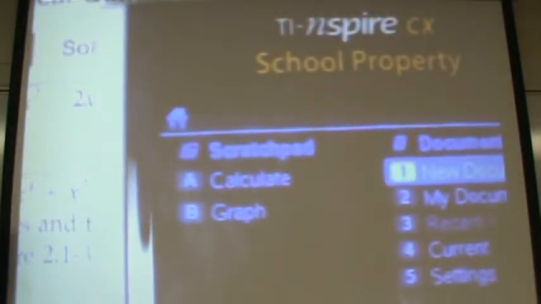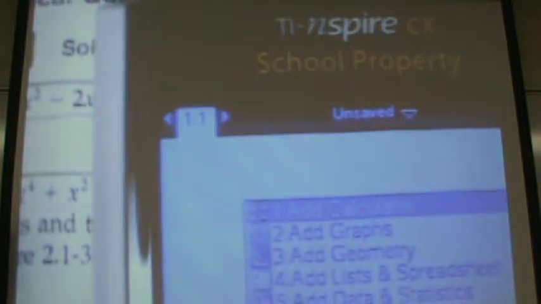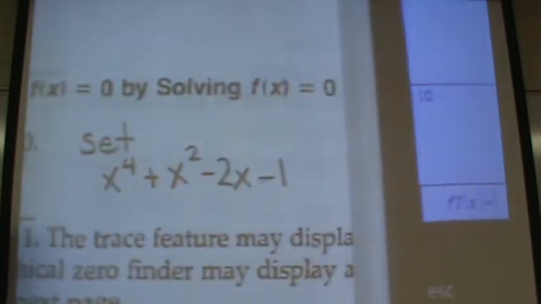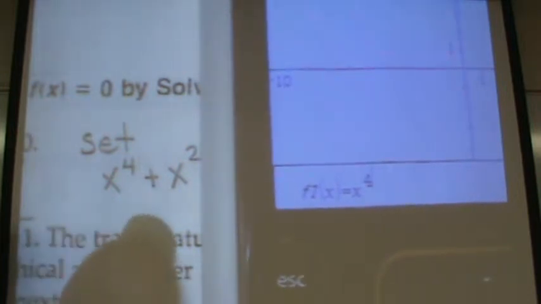So I want you to try this one. Again, new document. No, I'm not saving this. I'm going to add my graph. I'm going to type in on my calculator. I'm going to type in x to the 4th plus x squared.